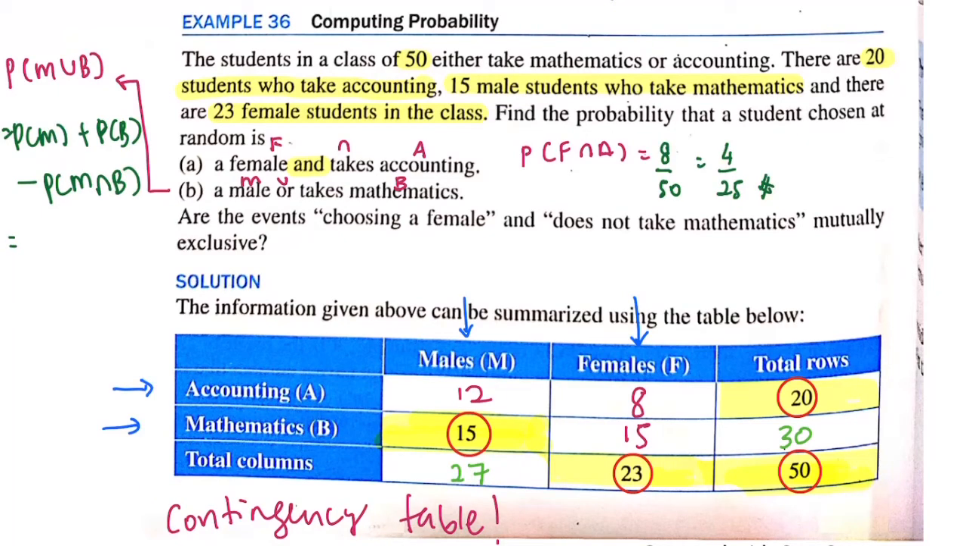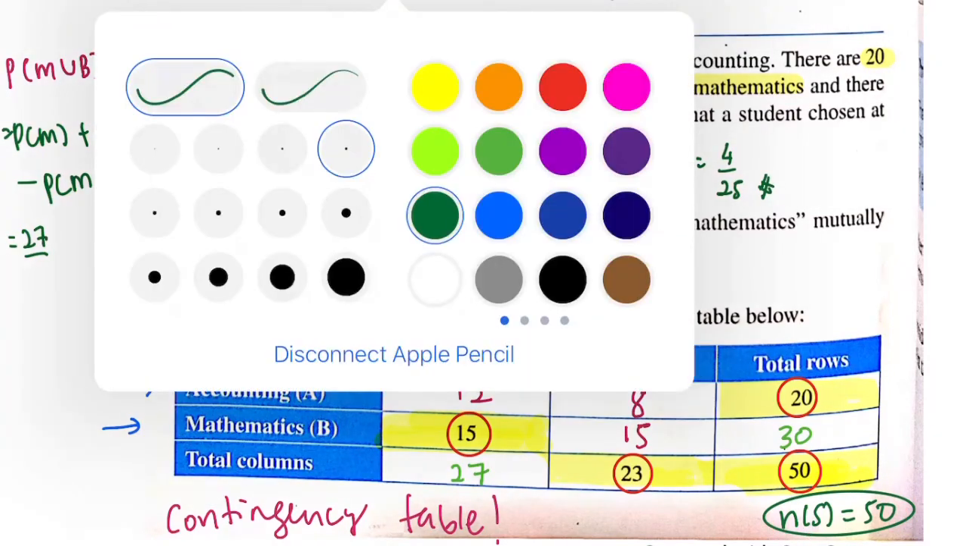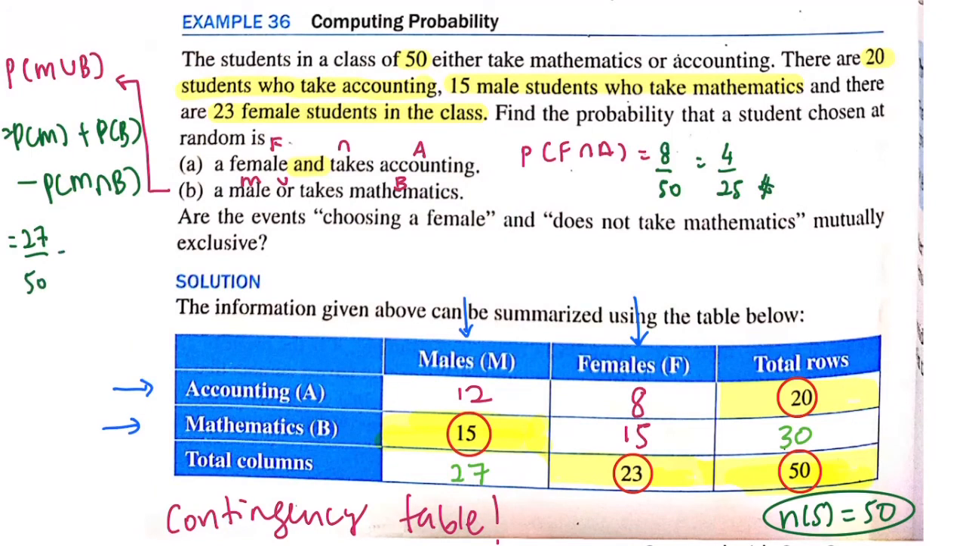Let's find P(M) first. This is male. The total of male here is 27. So it is 27 over, n(S) will not be changed, n(S) will always be equal to 50, as long as the condition doesn't change, like one of the students leaving the class or any other condition that will change it. Therefore, your n(S) will always equal 50.